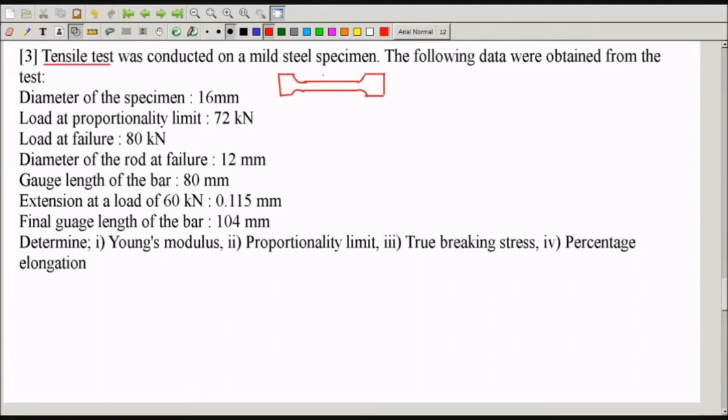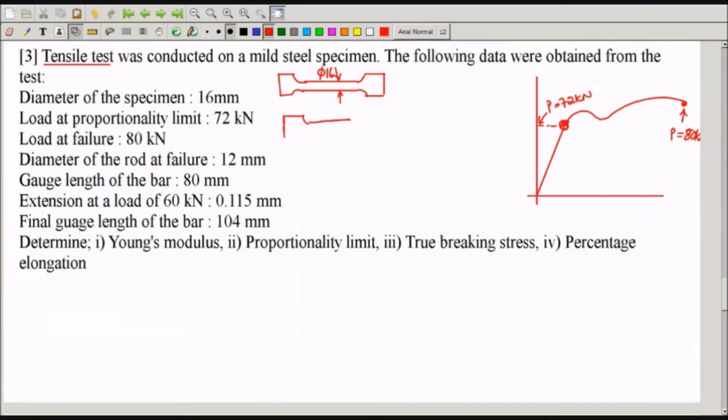The diameter of the specimen means this diameter is 16 mm. Load at proportionality limit means if I try to locate that in the stress strain diagram for tension test, here this load is given. At this point, P is given as 72 kilonewton. Load at failure is at this point, 80 kilonewton. And diameter of the rod at failure means after deformation, the specimen would have deformed like this, and the diameter of the rod will be reduced because it is a tension test. After failure, you join the specimens and measure, this becomes 12 mm. See, originally it was 16 mm. It has been reduced to 12 mm after deformation.